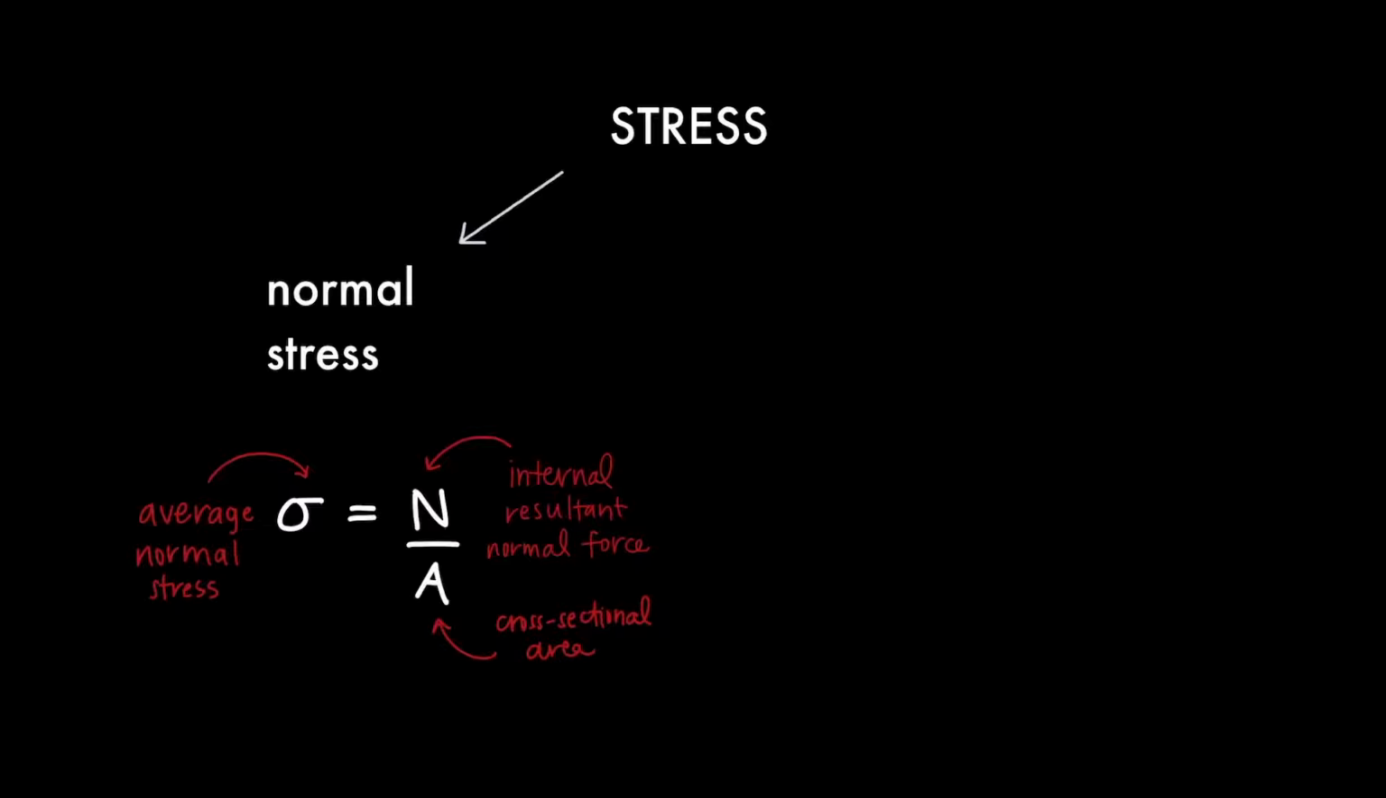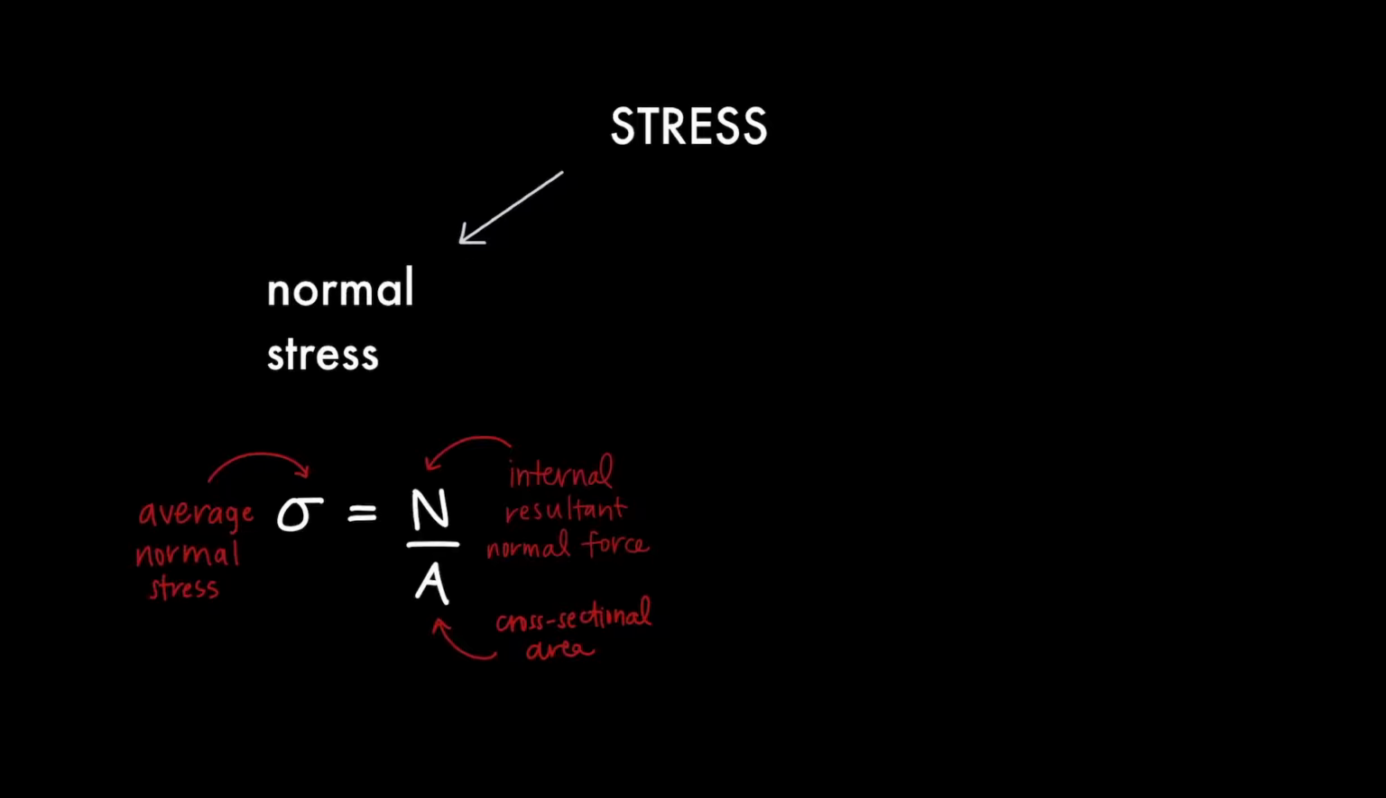Since there are two types of internal forces, there are also two types of stresses. The first is normal stress, which results from a force that's applied perpendicular to the cross-section. The average normal stress can be written as sigma equals N over A, where sigma is the average normal stress, N is the internal resultant normal force, and A is the cross-sectional area.